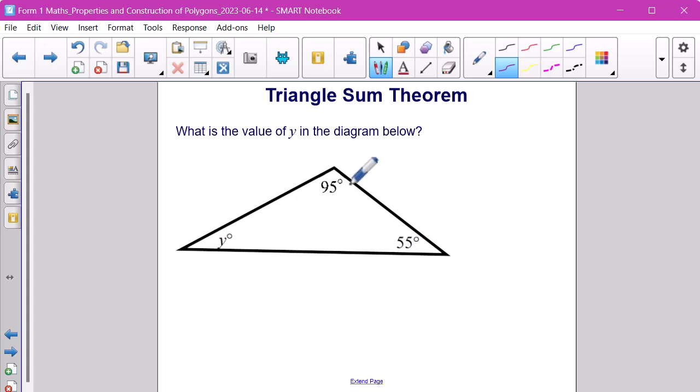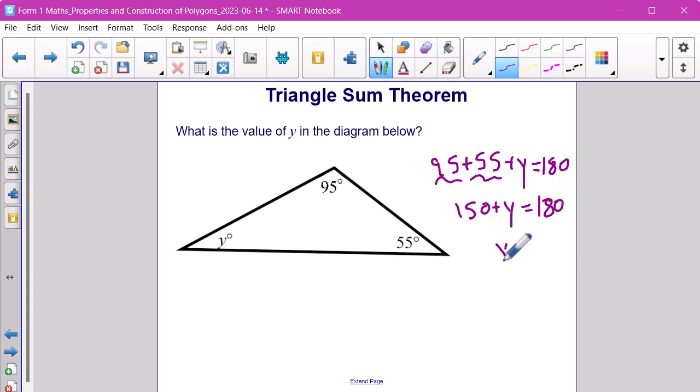What is the value of y in the diagram below? Well, we know that all three angles in a triangle sum to 180 degrees, so we can write the equation 95 plus 55 plus y is equal to 180 degrees. And if we combine our constant terms together, we get 150 plus y is equal to 180 degrees. And then if we subtract 150 from both sides, we get that y is equal to 30.